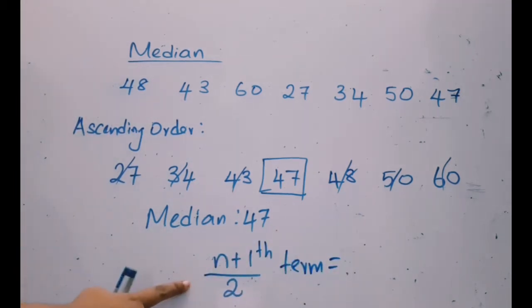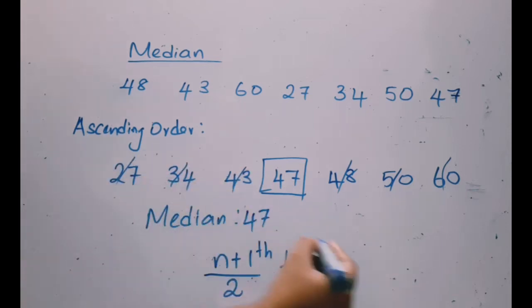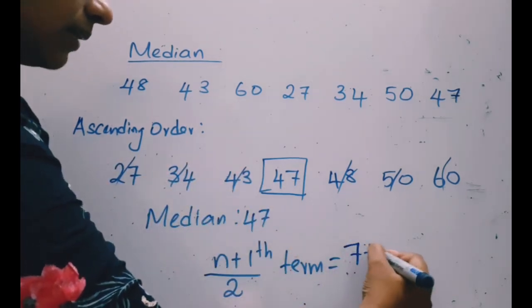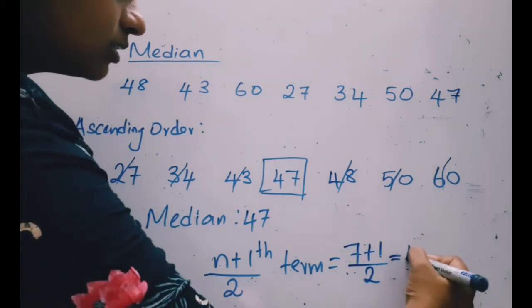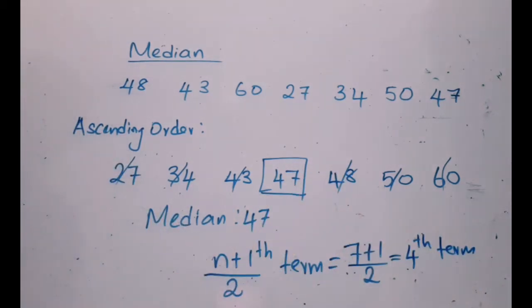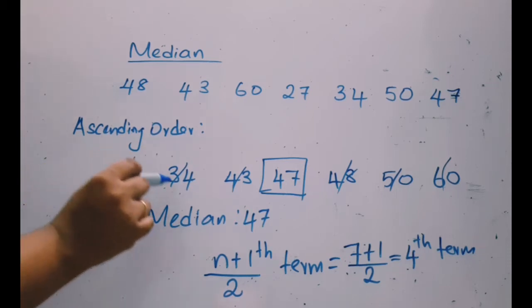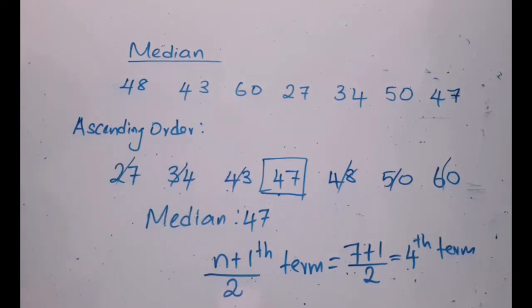So let's do that. The n denotes the number of data in this collection, which is 7. So 7 plus 1, 8 divided by 2 is the fourth term. So remember, 4 is not the answer. The fourth term is going to be the answer. So the median is 1, 2, 3, fourth. The fourth term is 47. So do you understand? This is how you find the median of the data if it is given in odd numbers.